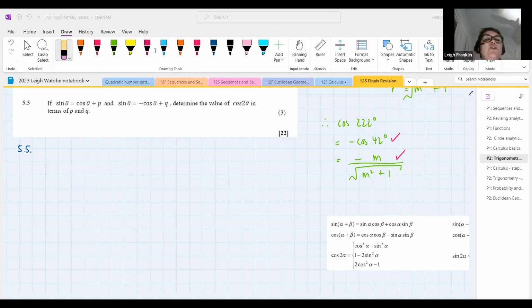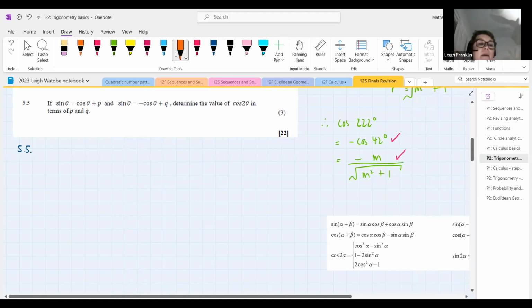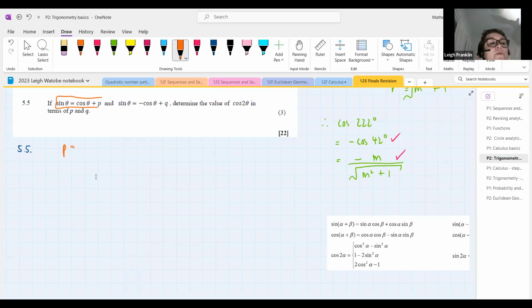So if they want it in terms of P and Q, then perhaps we should make P or Q the subject of the formula. So if I use the first equation and I made P the subject of the formula, what would P be equal to? So working with this first equation, what would P be equal to?